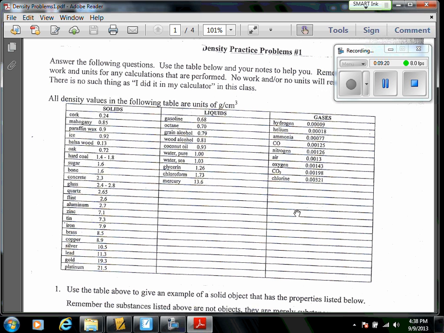Would be the only one on here that would be that way. That's a gas that's more dense than carbon dioxide.